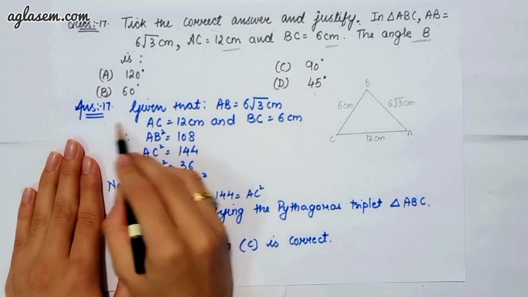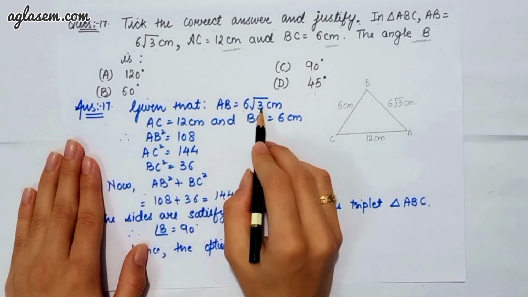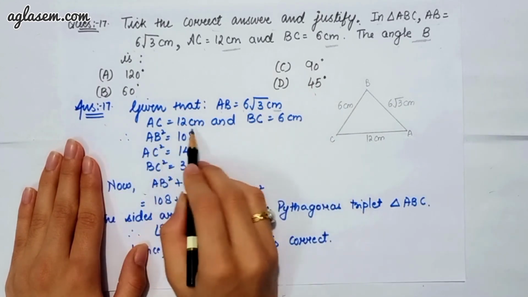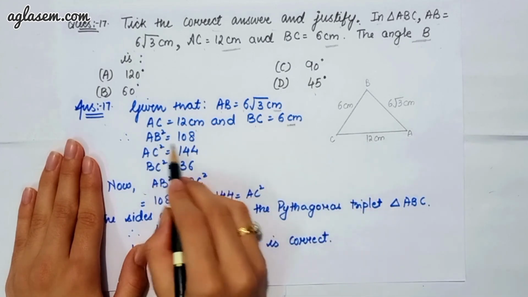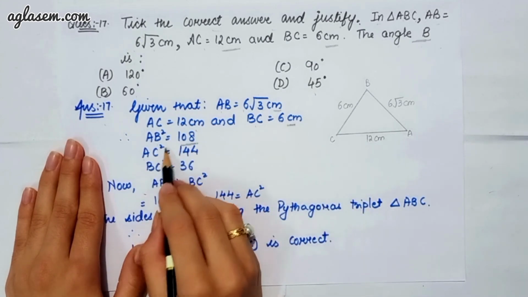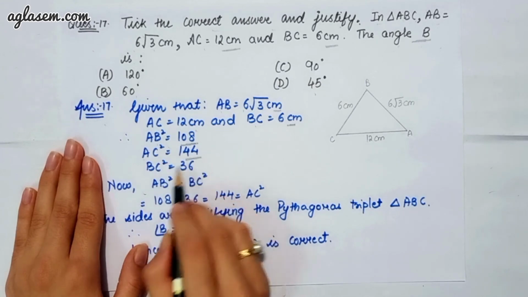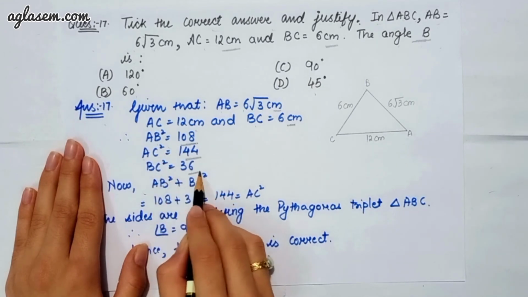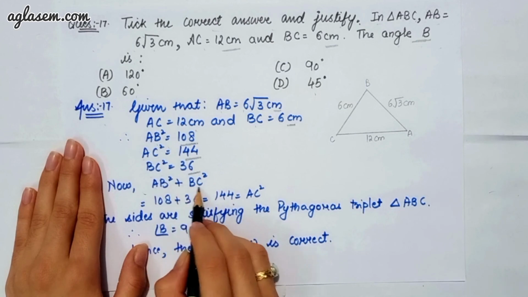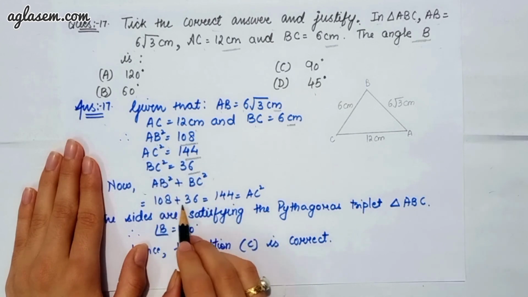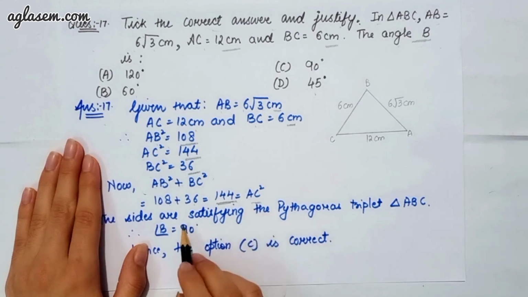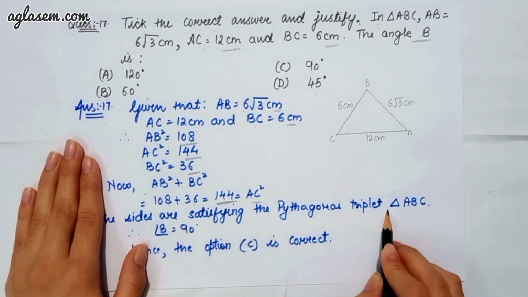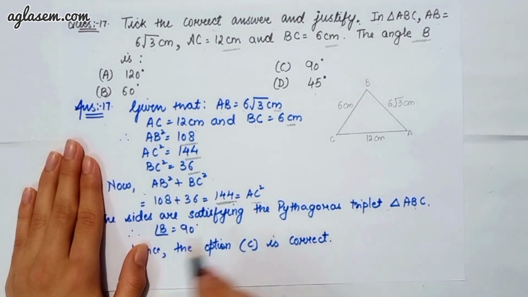So the given is AB, that is equal to 6 root 3 centimeter, AC that is 12 centimeter, BC that is 6 centimeter, and AB square that is 108, AC square that is 144, BC square that is 36. So now AB square plus BC square, that is 108 plus 36, which will give you 144. That is our AC square. The sides are satisfying the Pythagoras triplet of triangle ABC. It means angle B is 90. Hence the option C is correct.